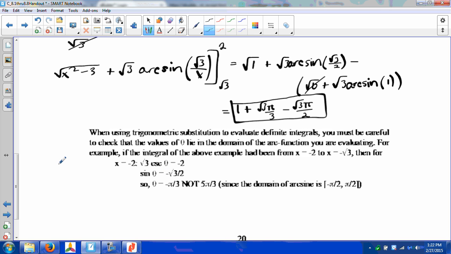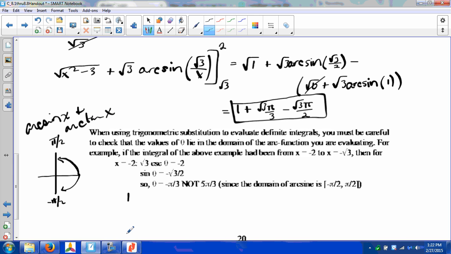Okay, so what this is talking about is way back when we learned about inverse functions. Arc sine has to come out here or here. So you can only answer from negative pi over 2 to pi over 2 for arc sine and arc tangent. And then arc cosine can only be answered from here to here.